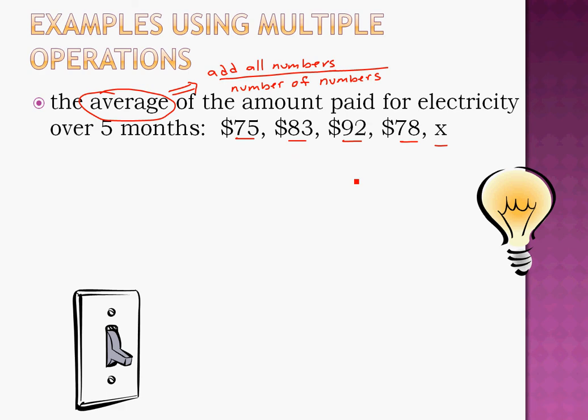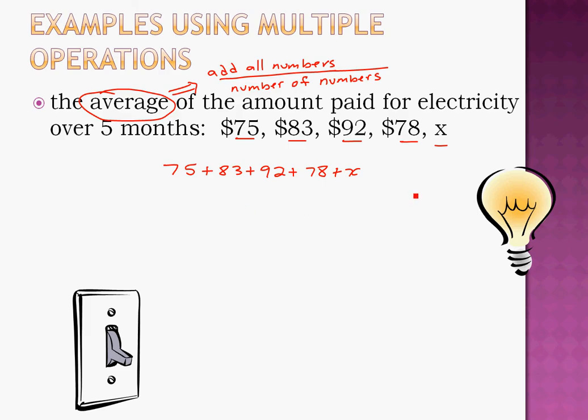Okay, so think about this now. How would you write this out? The average of the amount paid. How would we find the average of these 5 values? Maybe you could pause the video if you have an idea and write it down. Alright, well, we know to find the average we have to add all these things together. So we want to take 75 plus 83 plus 92 plus 78 plus X, and then we want to divide that whole thing by 5.